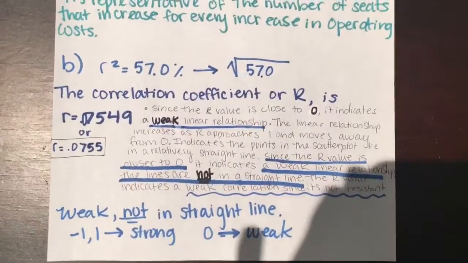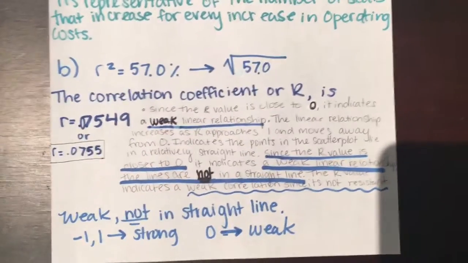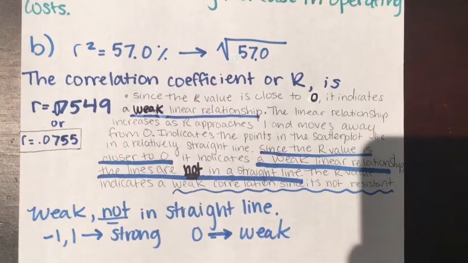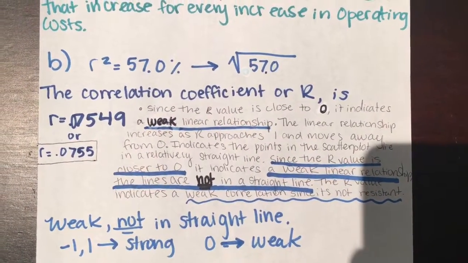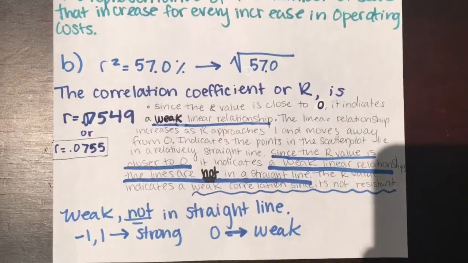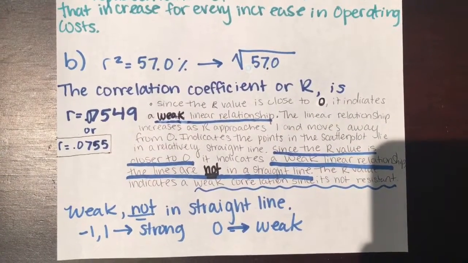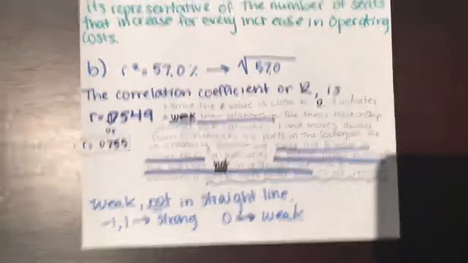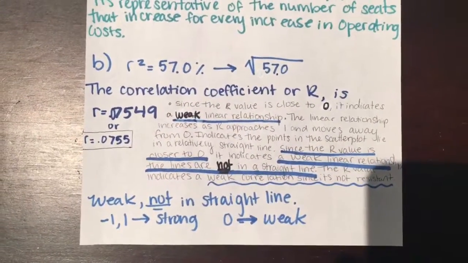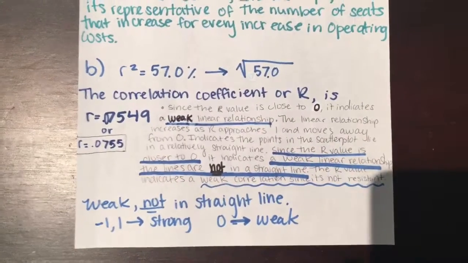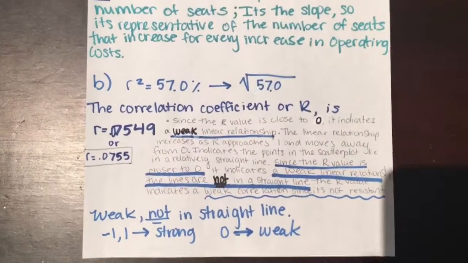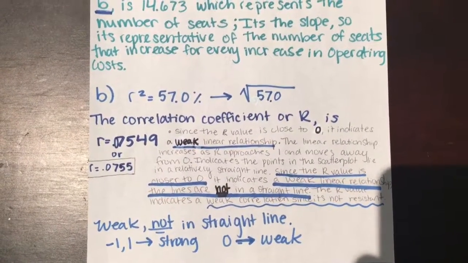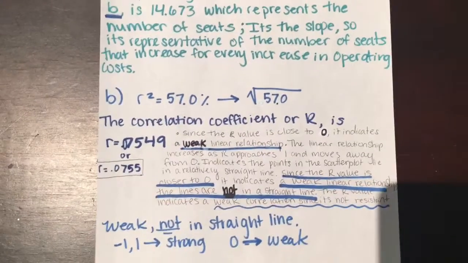And since the R value is close to 0, it indicates a weak linear relationship. The linear relationship increases as R approaches 1 and moves away from 0. Since 0.0755 is closer to 0 than it is to 1, it indicates that it is weak. It indicates the points in the scatter plot lie in a relatively straight line as well.